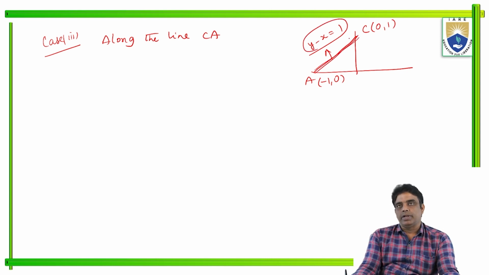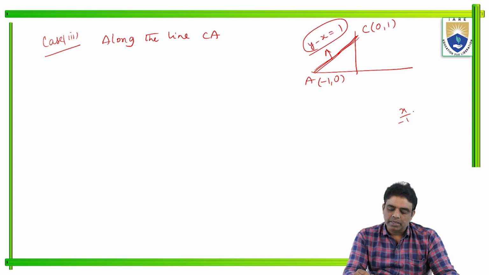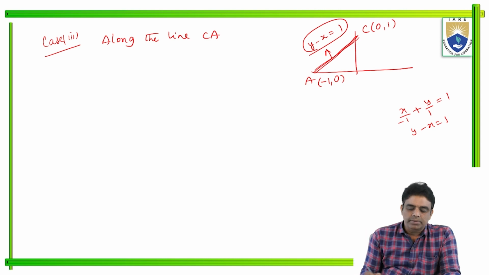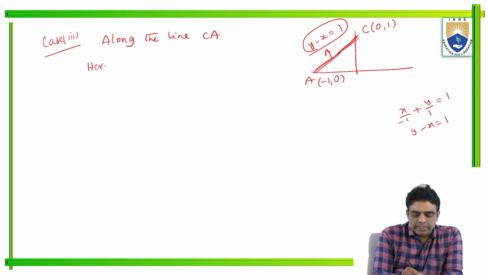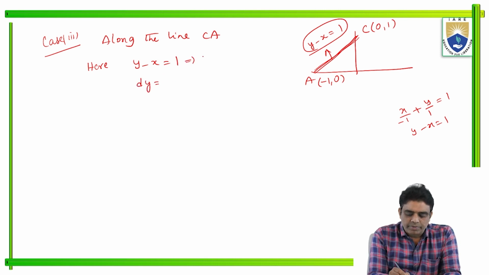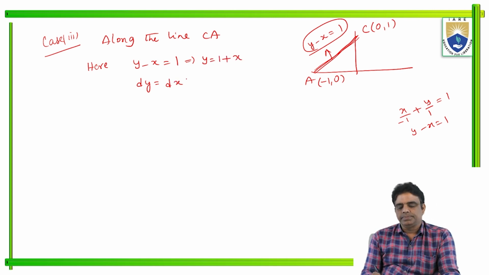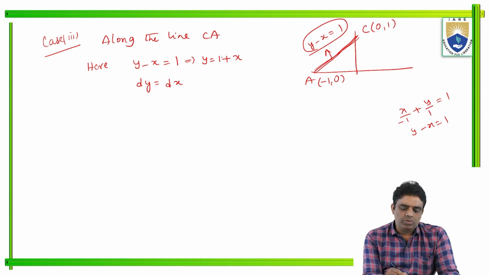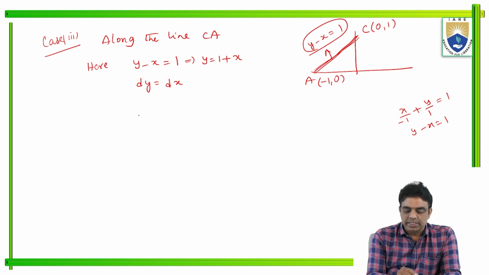Y minus x is equal to 1. The x-intercept is -1 and the y-intercept is 1. So here, what is the line? Y minus x is equal to 1, or first you write y is equal to 1 plus x. So dy is equal to dx. Am I right? On differentiating, dy is equal to the derivative of the constant 1, which is 0, plus dx. So dy is equal to dx.